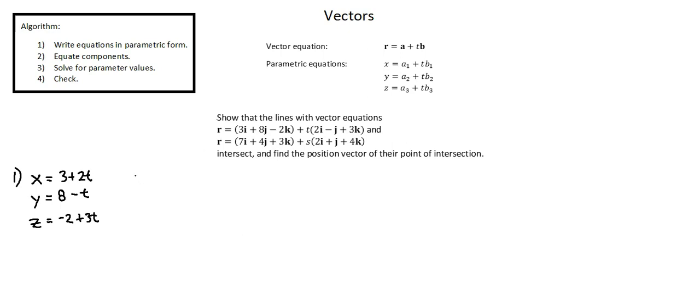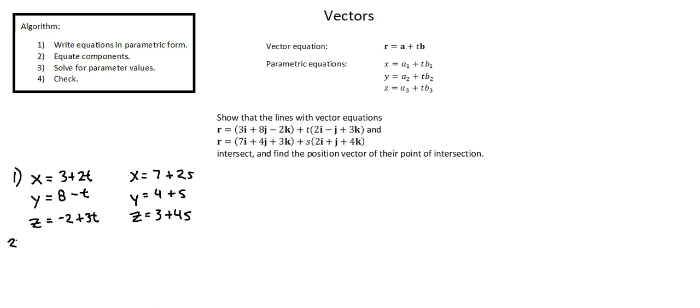For the second equation, x equals 7 plus 2s, y equals 4 plus s, and z equals 3 plus 4s.